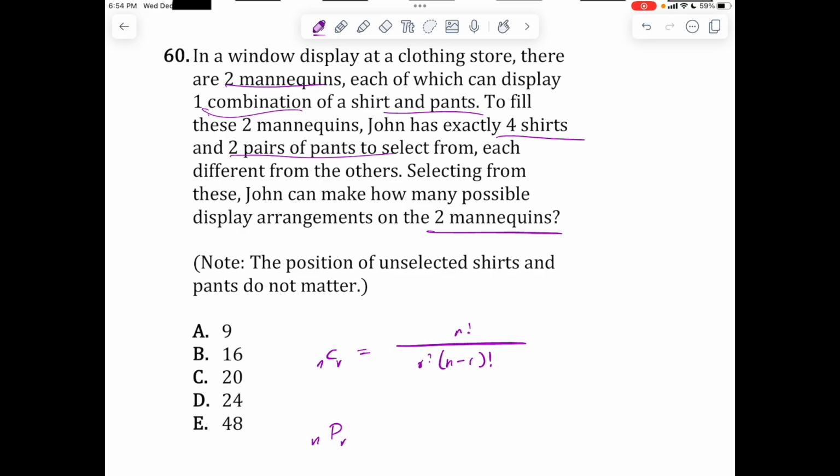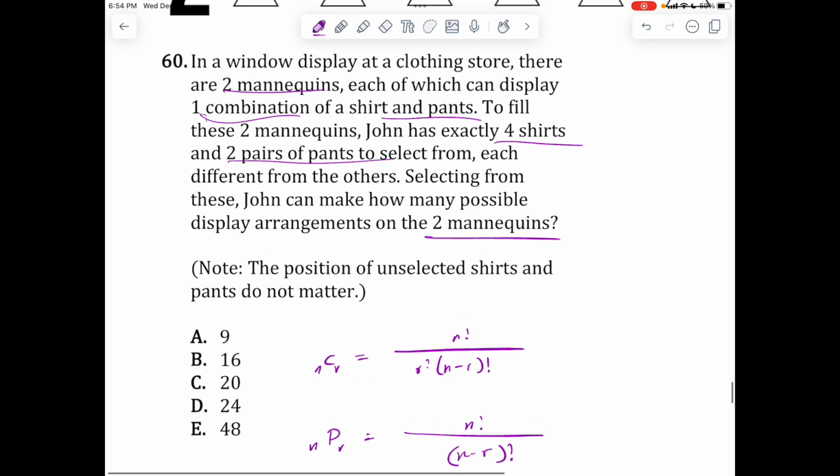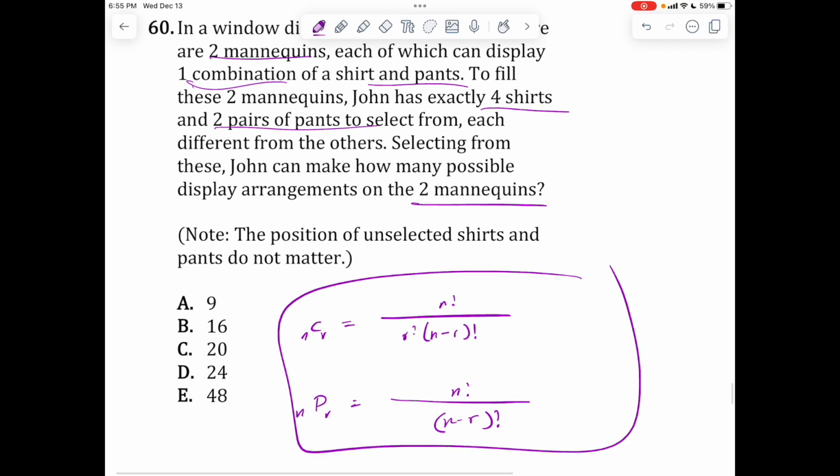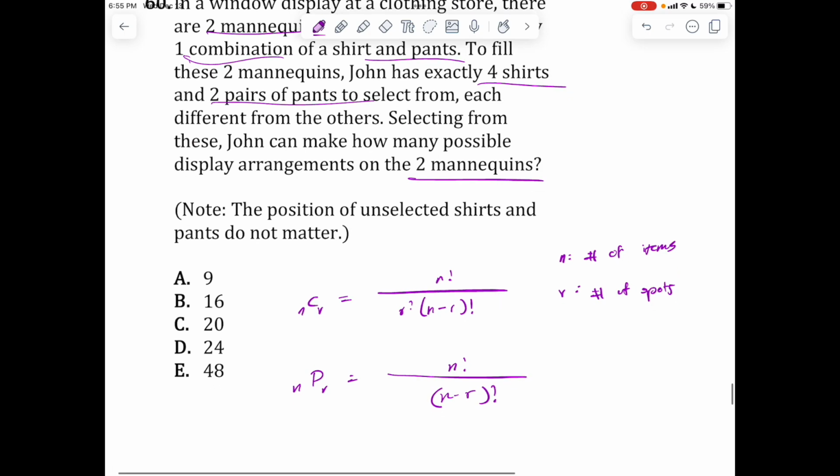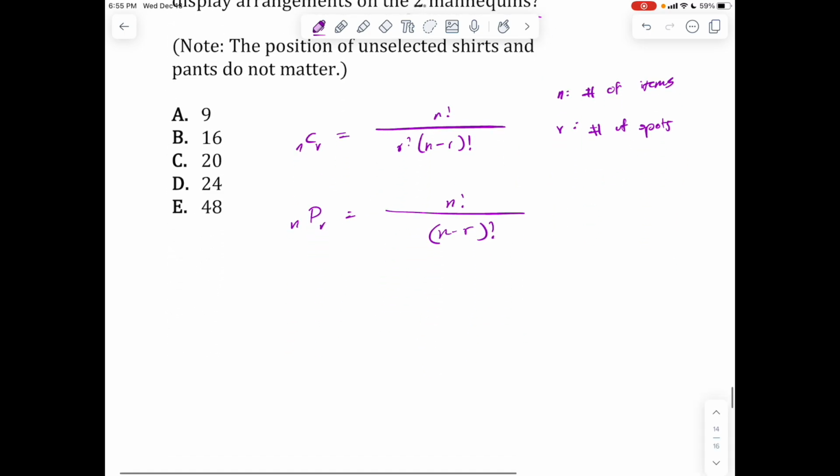And then we have nPr is equal to n factorial over (n minus r) factorial. Okay. So the best way for me to explain what's actually happening here is n is your number of items. r is your number of spots. Okay. So for example, let's just give a very simple example.